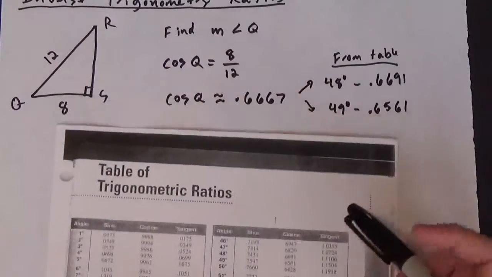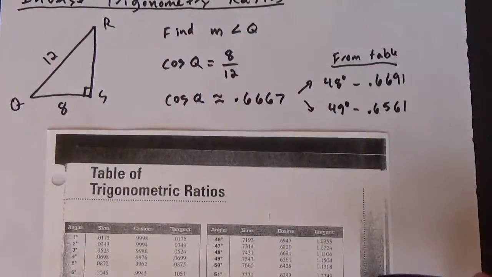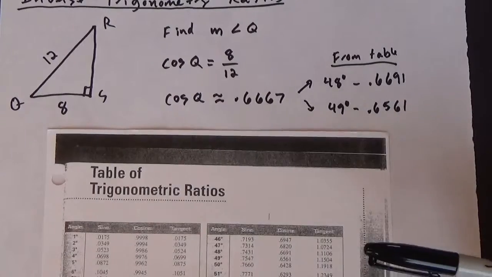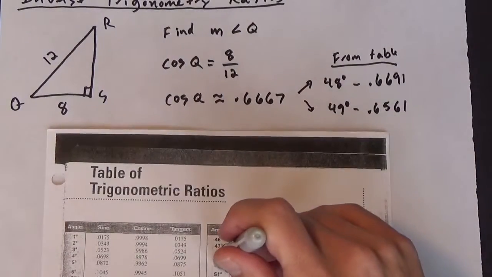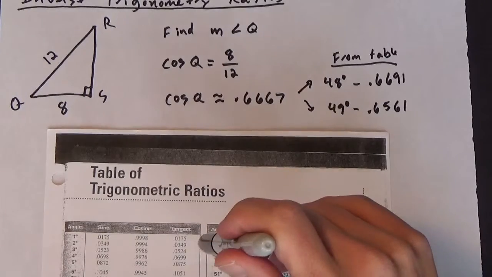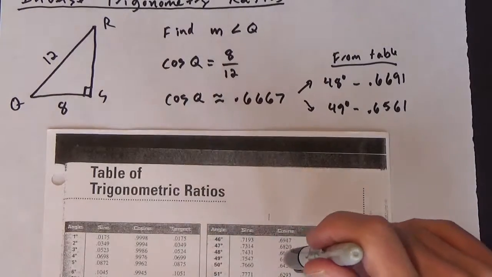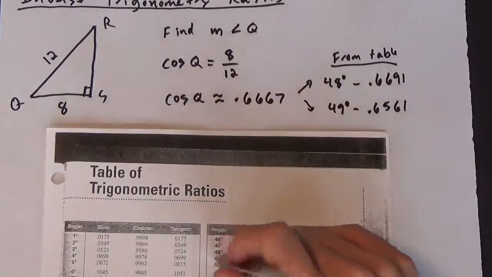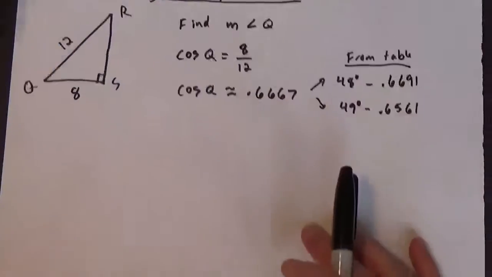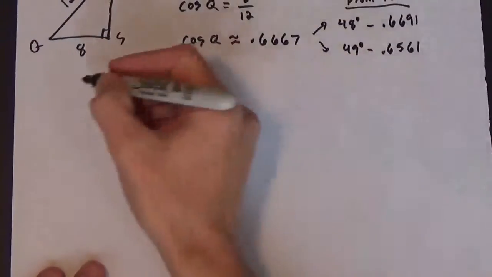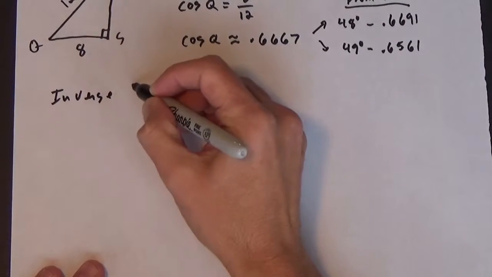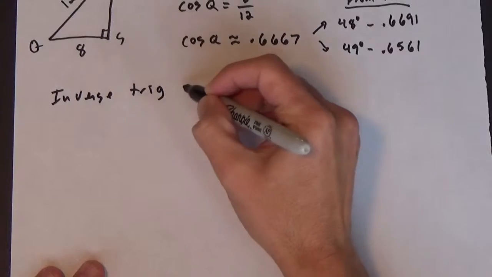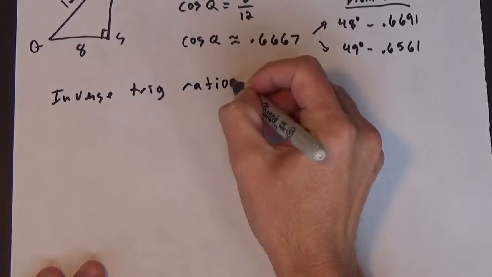But one thing I want you guys to understand is that when we do this next thing with these inverse trigonometry ratios, what we're doing is going from the ratio to the angle. So beforehand, we were always going from the angle to the ratio, and this time we're going to go backwards. Okay, so this is inverse trig ratios.